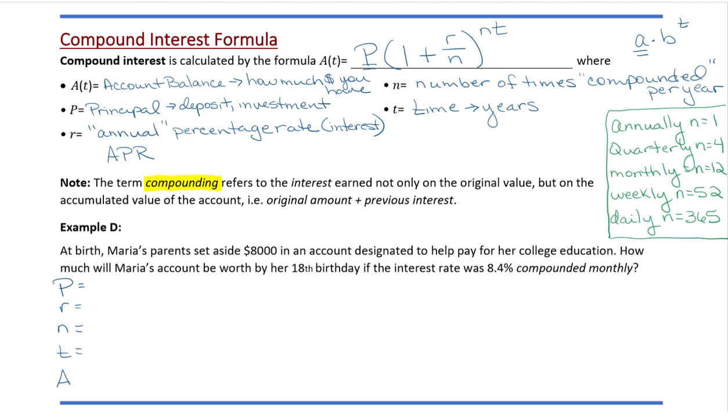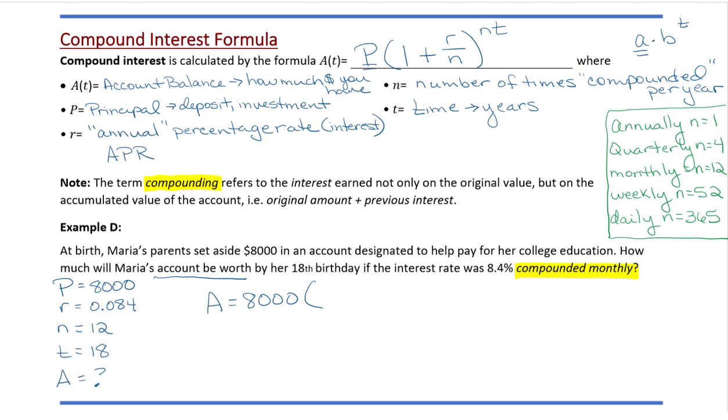Well, the principal is our starting amount. That was the $8,000 deposit. Our rate was 8.4%. When we're working with it, though, let's write it as a decimal. Don't forget, it's 2 decimal places to the left. And then our N is the number of times it was compounded per year, and it was compounded monthly. So our N is 12. And they started at Maria's birth, but they want to take it out on her 18th birthday. So that means 18 years later. The account balance is what we're looking for. How much is the account worth? So let's plug them in.